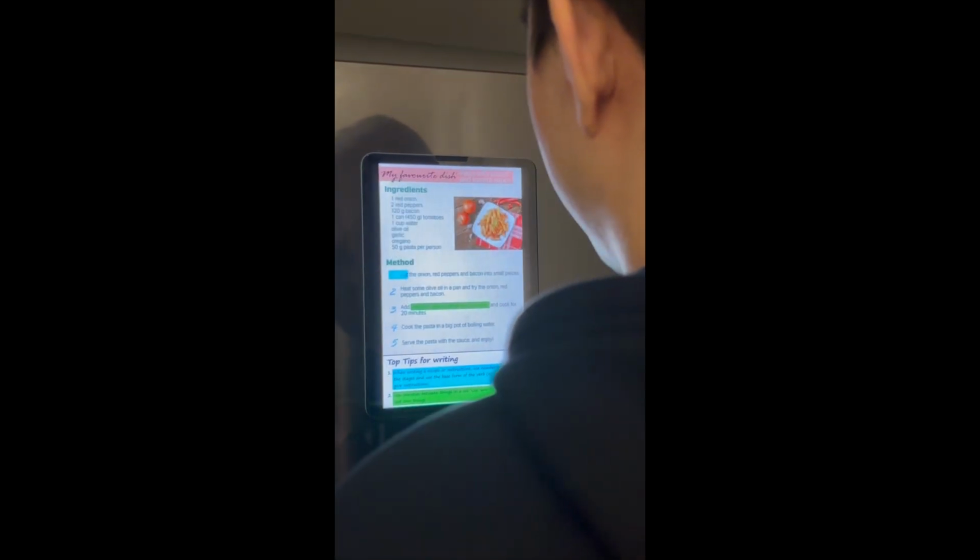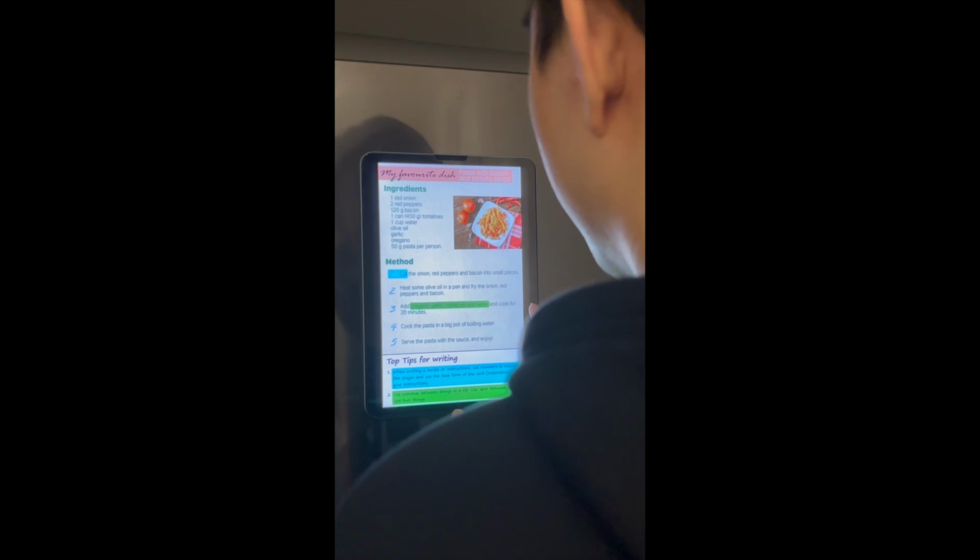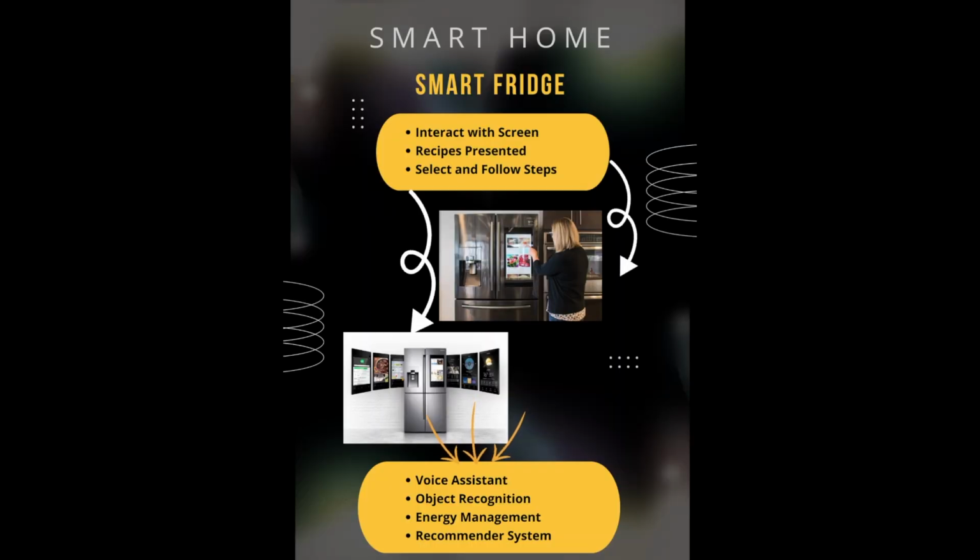The fridge will demonstrate the detailed steps after the user selects the recipe, which can help the user cook the delicious meal much more efficiently. The smart fridge integrates multiple advanced technologies such as voice assistant, image recognition, energy management, and some machine learning algorithms to optimize the user experience than those conventional ones.